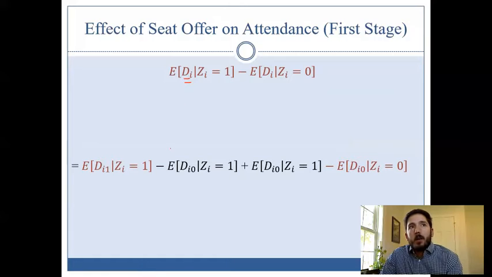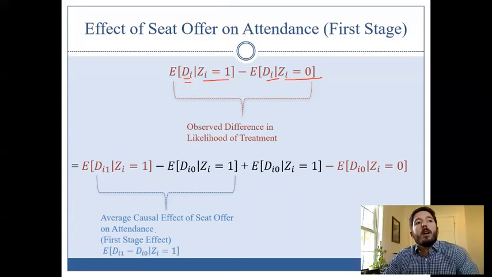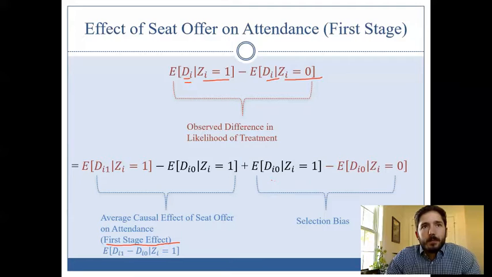Okay, so here we have the same idea, just looking at the first stage. We're saying, how much more likely are you to get treated if you're offered versus how likely are you to get treated if you're not offered? That's the observed difference in the likelihood of treatment. So the average causal effect of a seat offer on attendance, we call this the first stage effect, right? So we got our first stage and we got our reduced form. Those are the two pieces here.